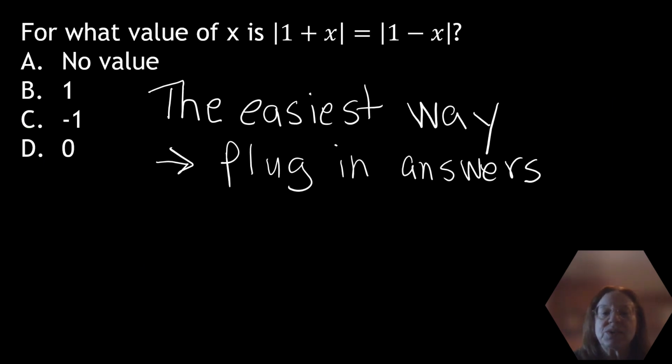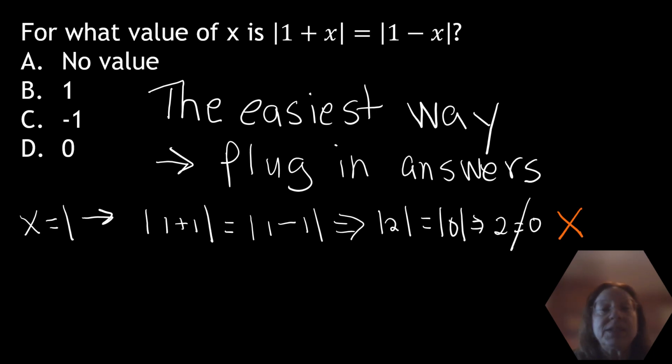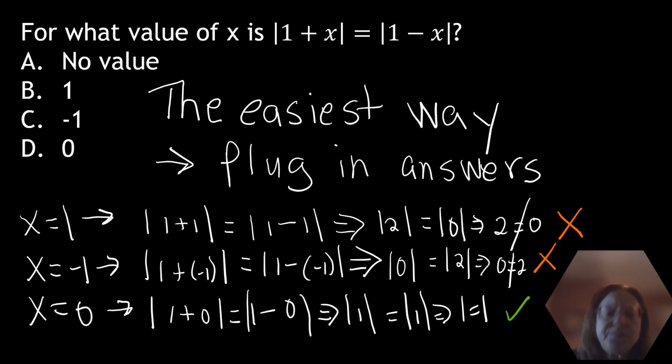But let's choose the easy way, which is just to plug in the answers, because you are taking the SAT and time is a factor. So let's try x equals 1. Is the absolute value of 1 plus 1 equal to the absolute value of 1 minus 1? I'm just plugging these into the original problem. So that would imply that the absolute value of 2 is equal to the absolute value of 0, and 2 is not equal to 0. So 1 is not a choice.